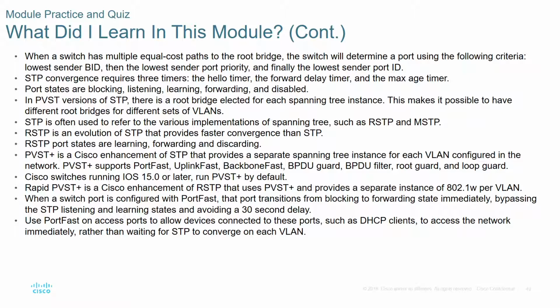When a switch port is configured with port fast, that port transitions from blocking to forwarding state immediately, bypassing the STP listening and learning states and avoiding a 30-second delay. You should use port fast on access ports to allow devices connected to these ports, such as HTTP clients, to access the network immediately rather than waiting for the spanning tree protocol to converge on each VLAN.